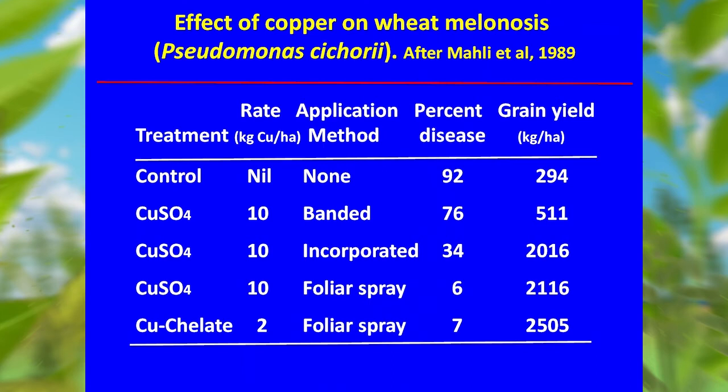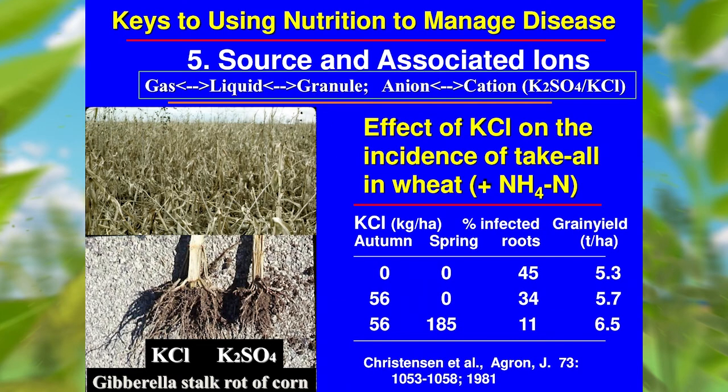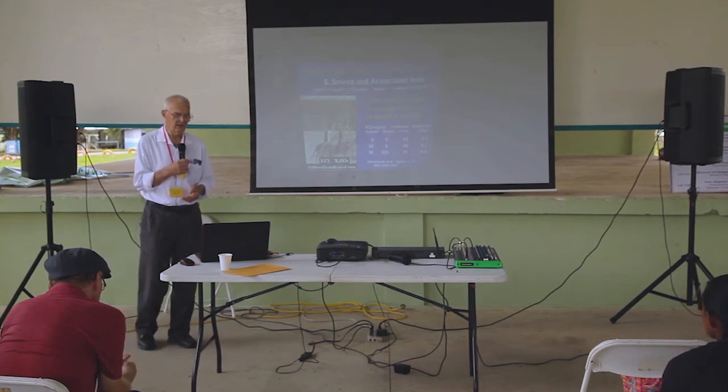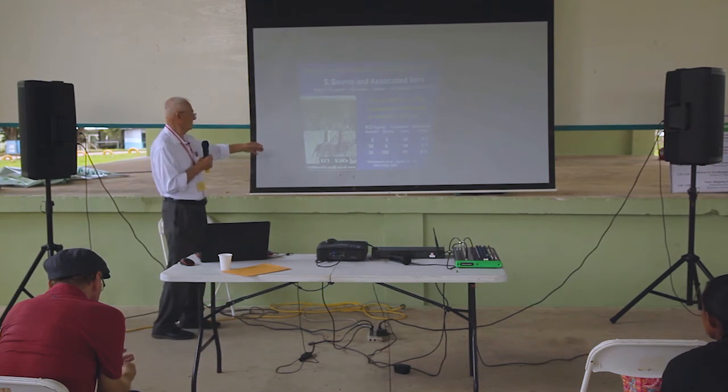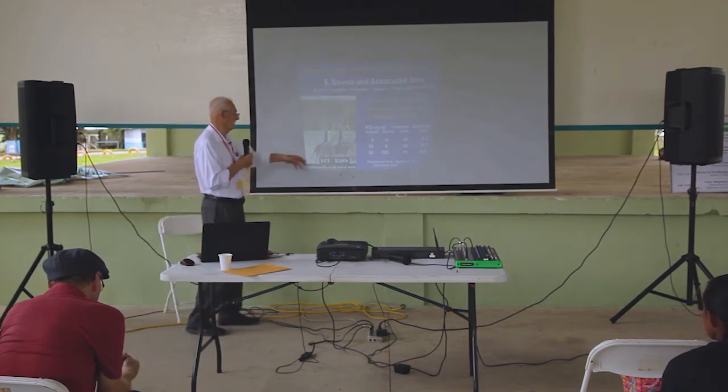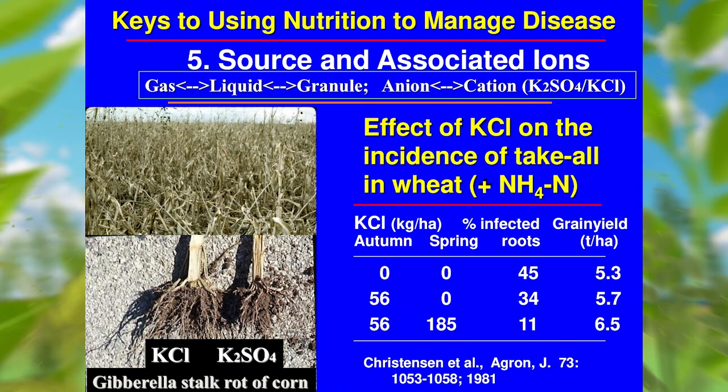The fifth key would be nutrient source and associated ions. I mentioned that when you get into excess supply of the nutrient, maybe the benefit that you're seeing may be from the associated ion rather than the potassium or the particular mineral that you're providing. And you see that with stalk rot, the difference between potassium sulfate and potassium chloride. Now, as Neil Christensen and his group in Oregon have shown, the chloride also tends to suppress nitrification. So there's some effect on nitrogen form with the anion in addition to meeting the needs with the potassium.